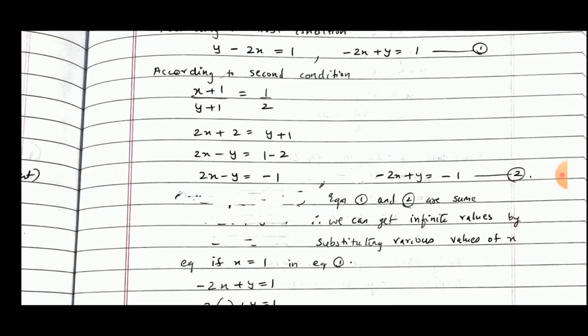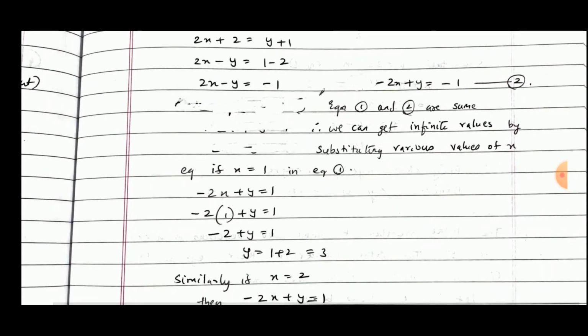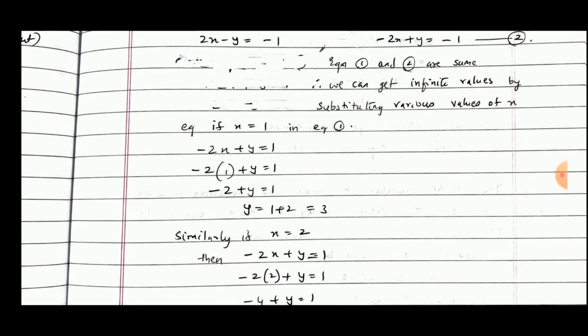So from equations 1 and 2, we can get infinite values by substituting the values of x. So if x is equal to 1 in equation 1, minus 2x plus y is equal to 1, so y will be equal to 3. Similarly, if x is equal to 2, then minus 2x plus y is equal to 1.